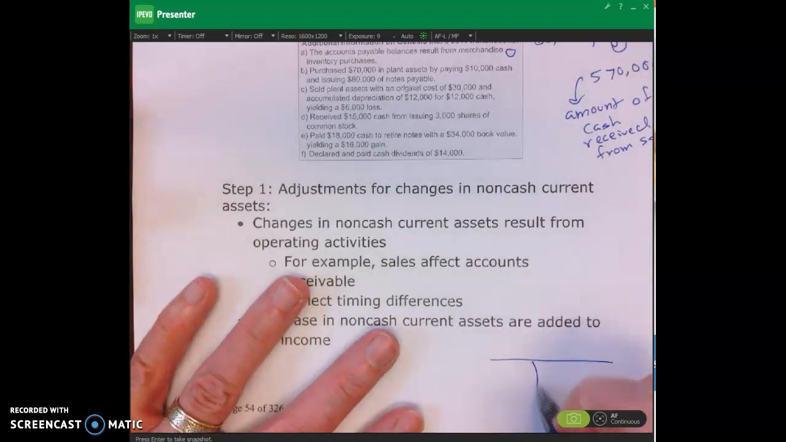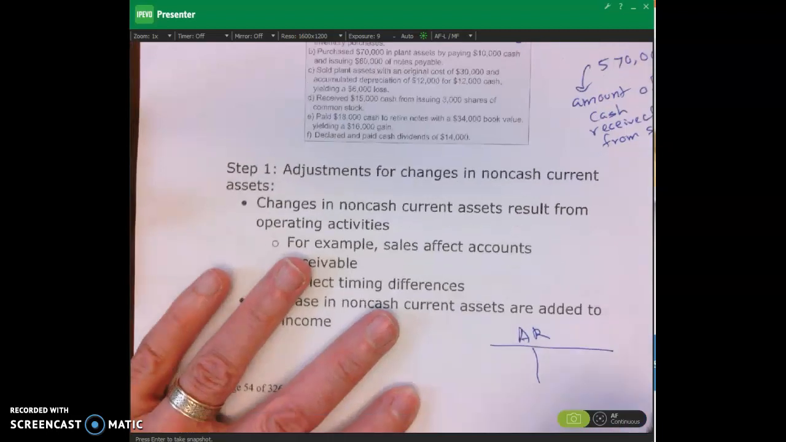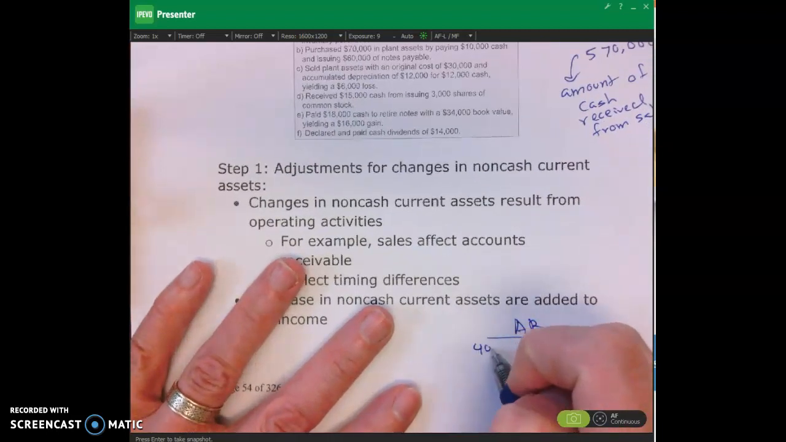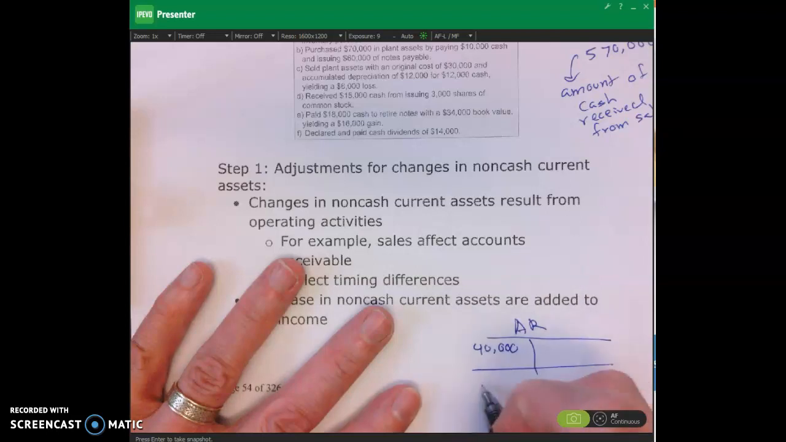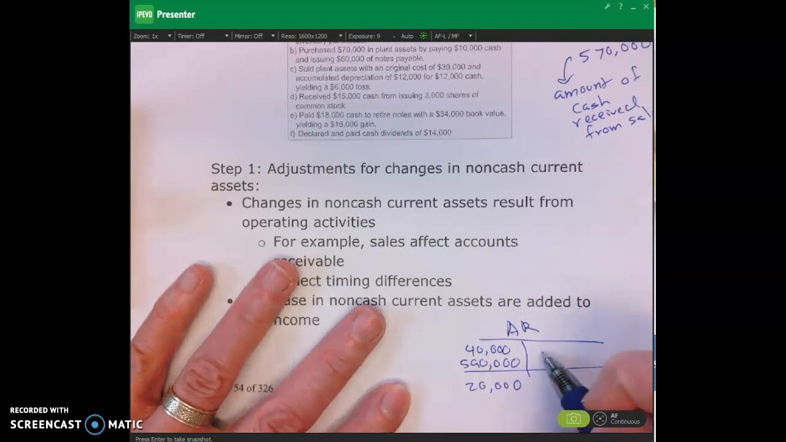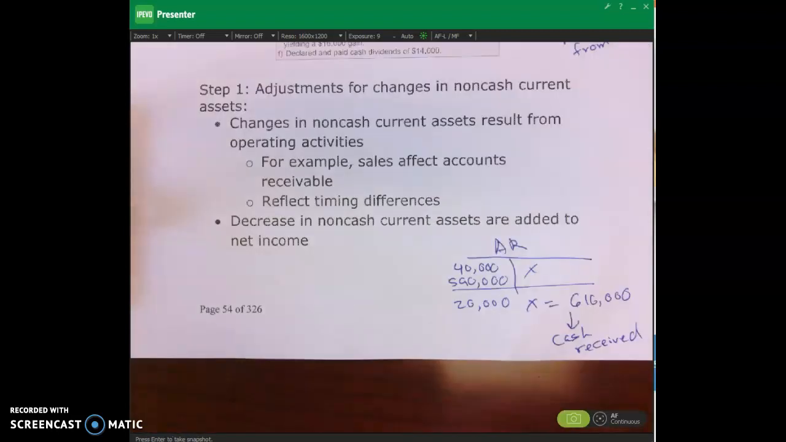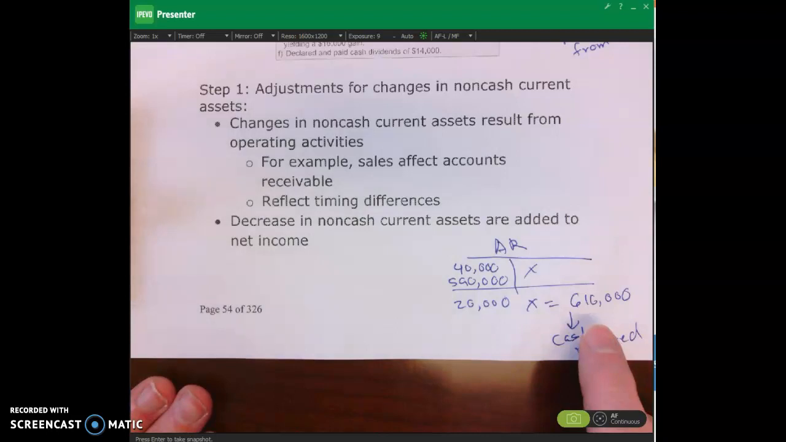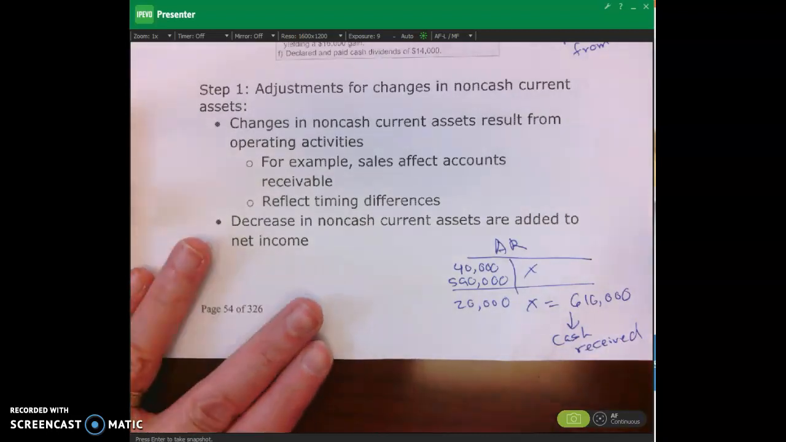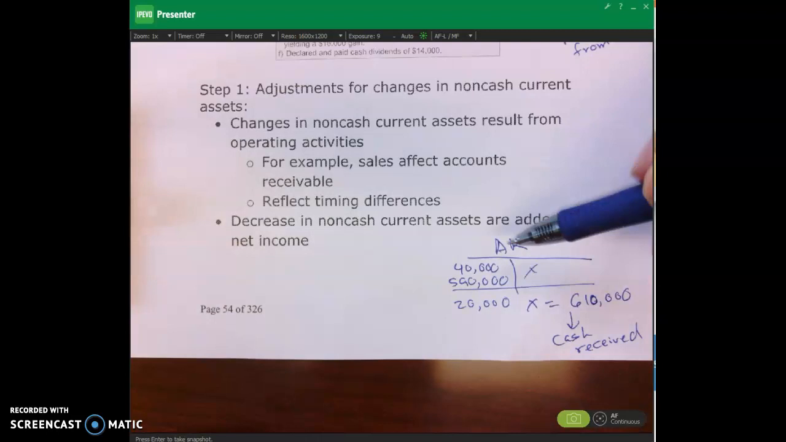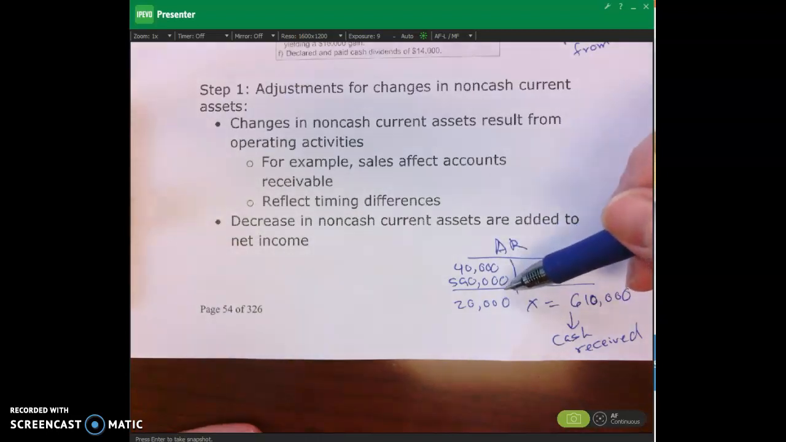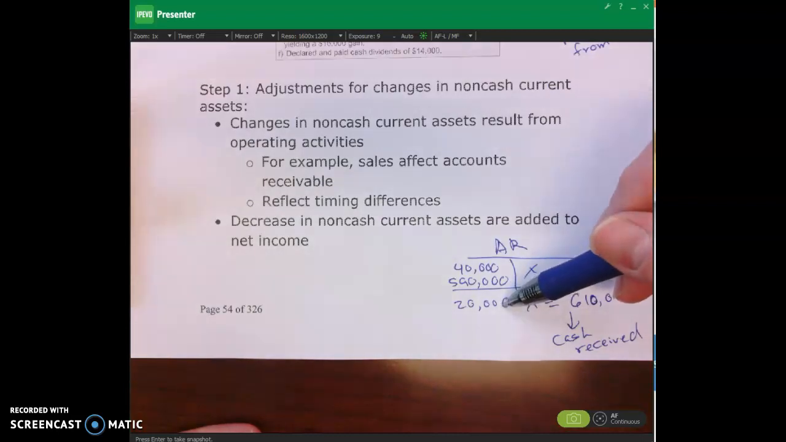So if we come over here and we have accounts receivable, let's look at that example. Let's say beginning is 40,000 and let's say ending is 20,000, and we still have 590 over here. Take a second and solve for X. Pause the lecture video and solve for X. Okay. So hello and welcome back. So what you should have had was $610,000 cash received, $40,000 beginning, $590,000 of sales, and then $20,000 ending accounts receivable.